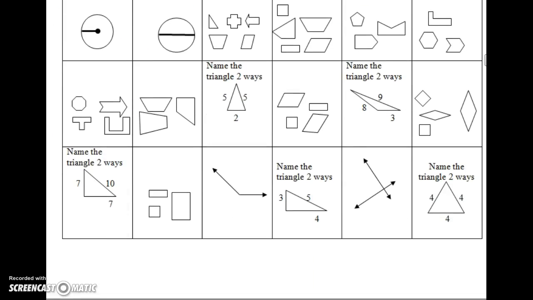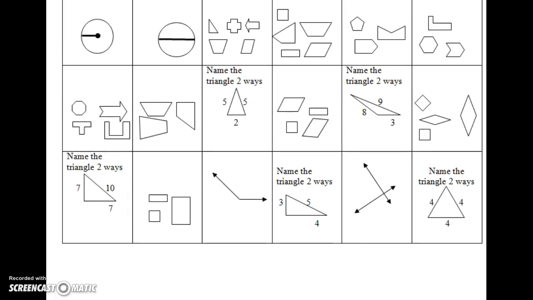Move them up. Supposed to name the shapes. Right here we have a radius because it's going halfway across. This would be a diameter.